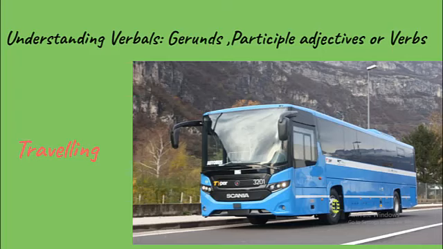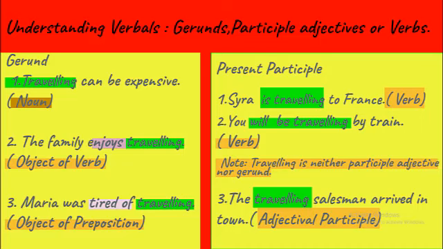Here we have the example of traveling. Do you think traveling is a gerund or a participle adjective? Are you confused? Or do you know it? Let's look at it. Here we can see "traveling can be expensive", and traveling has been used as a noun. In the other example, we can see "the family enjoys traveling", so here traveling has been used as the object of a verb. "Maria was tired of traveling." Here, in the third sentence, the gerund has been used as the object of a preposition.